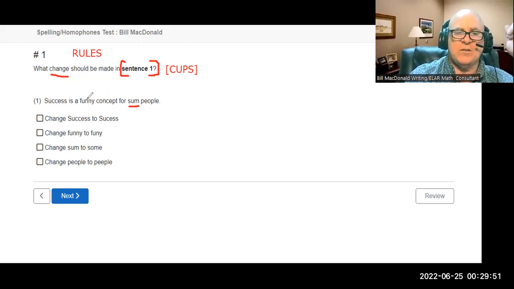Capital, change success, double C, to success, single C. That doesn't sound right to me. That one doesn't look right, so I'm going to take that one out. Change funny with double consonant to funny with single consonant. We learned, I don't think we're going to do that.